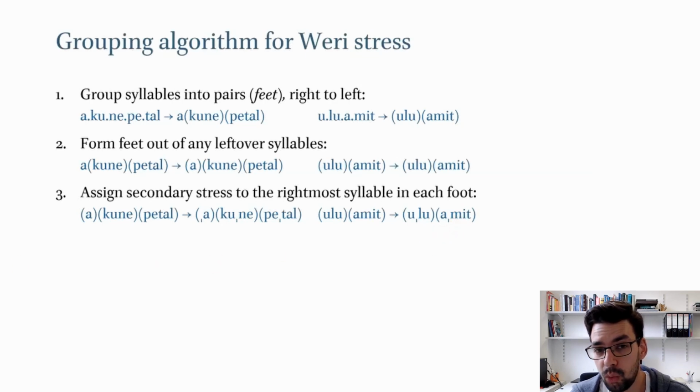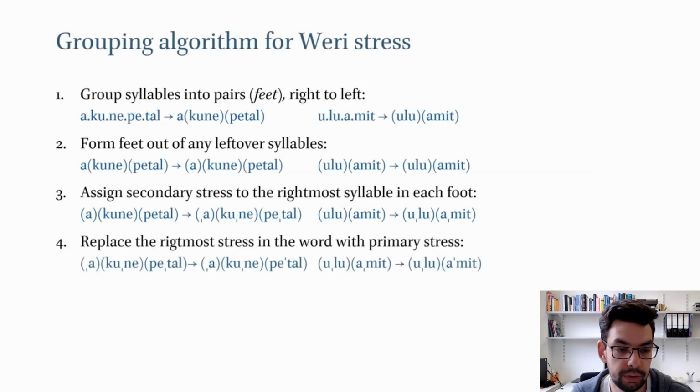Now we need one more rule to get the primary stress in place, and so we'll say replace the rightmost stress in the word, notice not in a foot, in the word, with a primary stress. So the rightmost secondary stress, or the rightmost stress at all in this word here, currently is on tal. And so we'll just go and replace that with a primary stress. Same here, ulu mit. We have the rightmost stress here on mit, and so we'll just replace that with a primary stress.